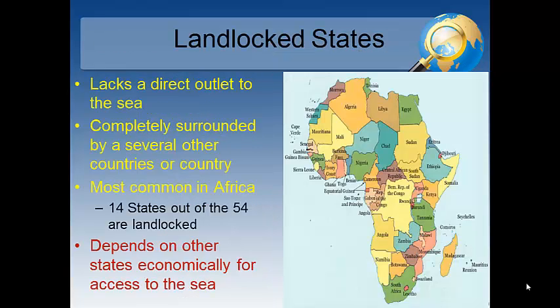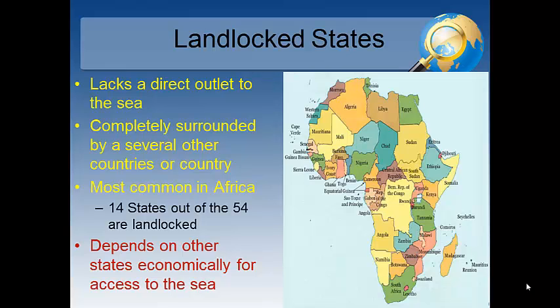Alright, let's talk about landlocked states. These lack a direct outlet to the sea, and they are completely surrounded by several other countries or country. It's most common in Africa, and the reason why is when Africa was taken over by European nations, well, they built railroads, and so they didn't have to worry about going from one country to the next because usually they controlled both of those countries.